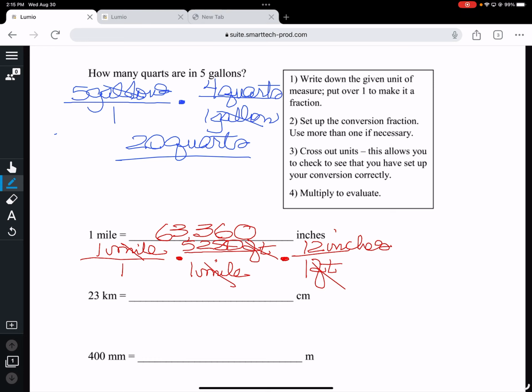We're going to start off with 23 kilometers over 1. I'm going to put km, always over 1. So we need kilometers to go on the bottom. And the only way I could find one up there would be to use the 1,000 meters. But how do we write this? What goes on top and what goes on bottom? 1 kilometer goes on the bottom, 1,000 meters go on the top.